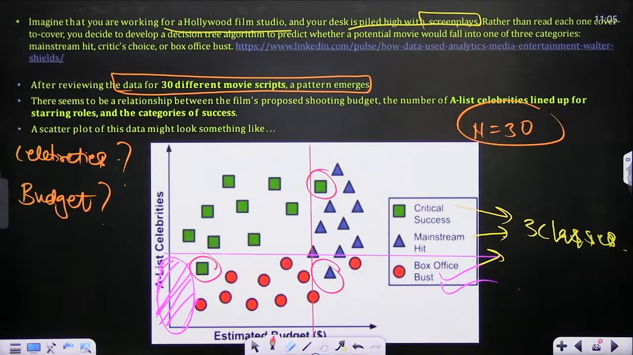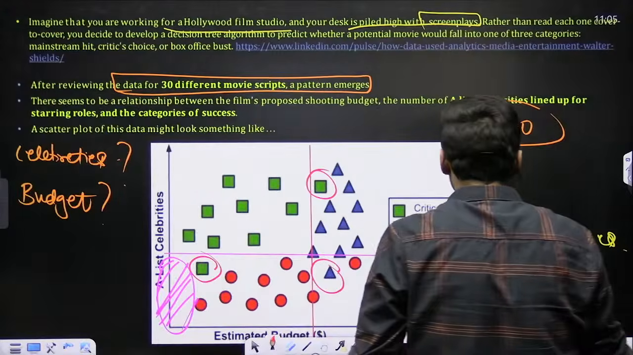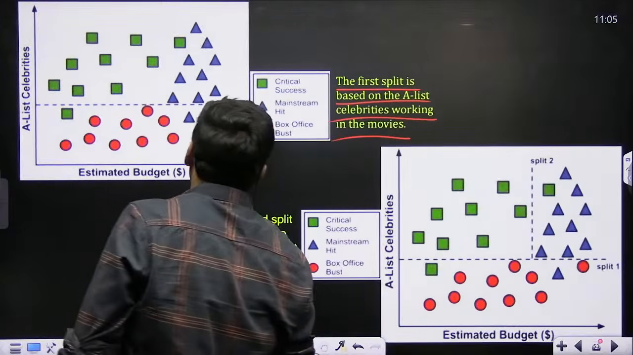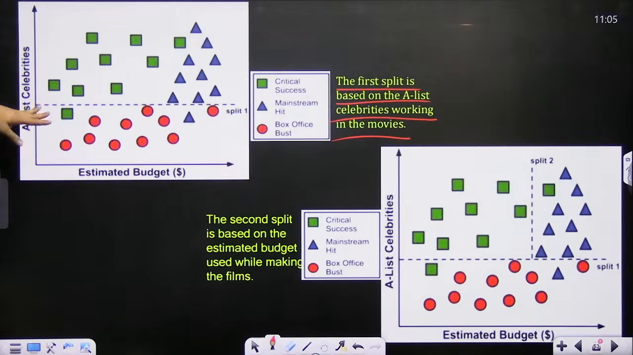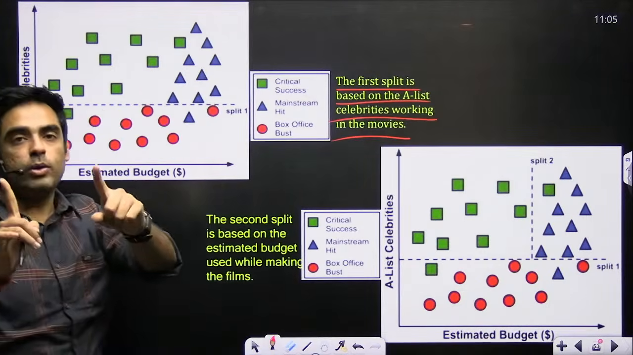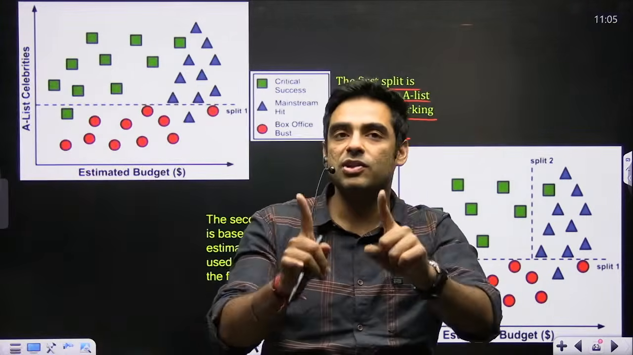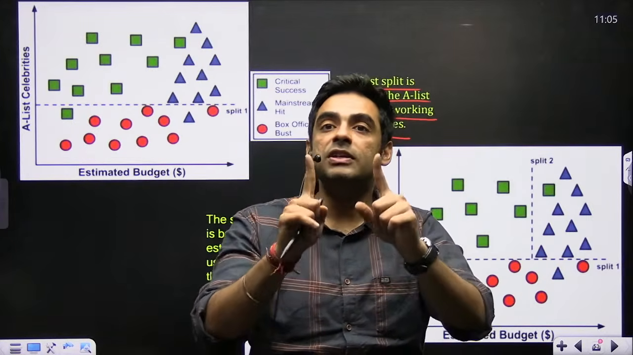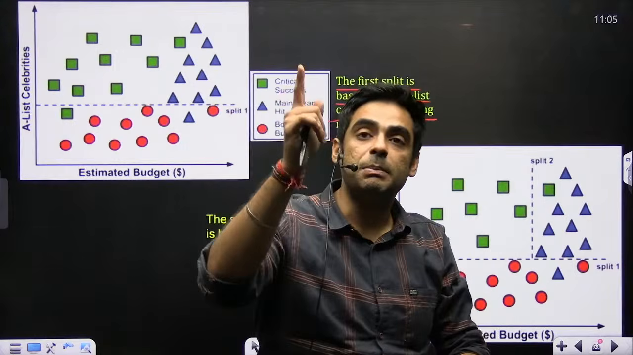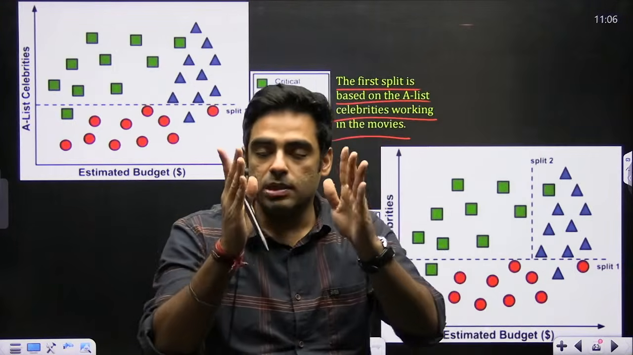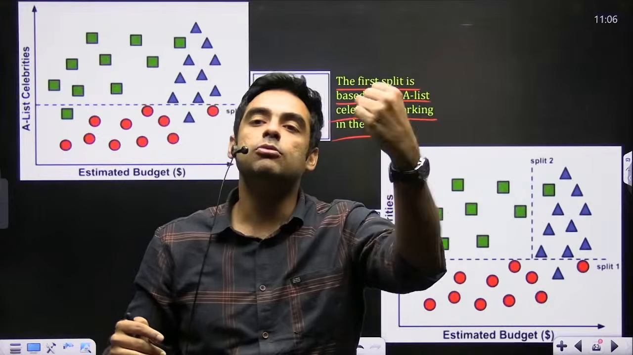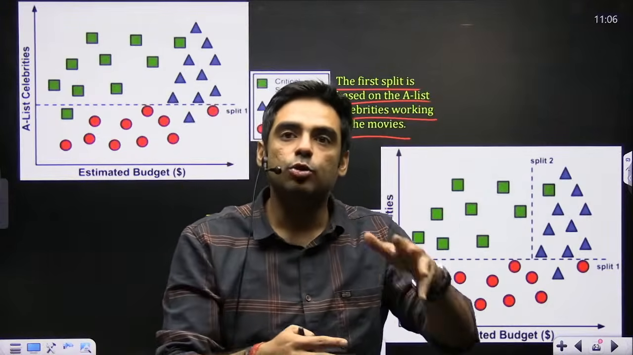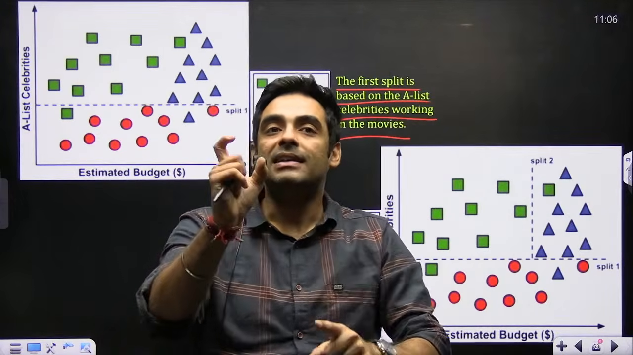But the major learning from here is that I am trying to split along the features. Just try to understand this: how does a decision tree work? A decision tree tries to split along the features. It makes a partition along these features: if you made the movie for less than 10 crores, your movie is a flop; if you made it for more than 10, your movie is a hit. So this is how a decision tree works.